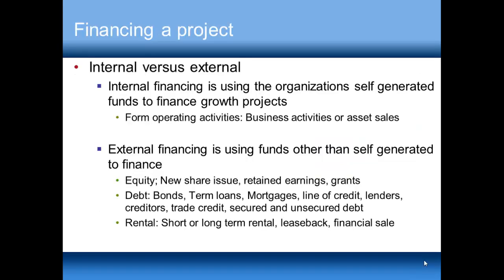Financing a project, internal versus external. So internal sources of financing, basically net income. The net income can provide funds that will be reinvested into the projects. External financing: equity, issuing new shares, retaining earnings, debt, bonds, term loans, mortgages, credit lines. Rental can also be a form of financing a project, short or long-term rental, leasebacks.